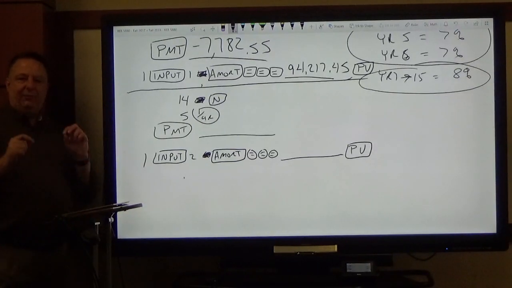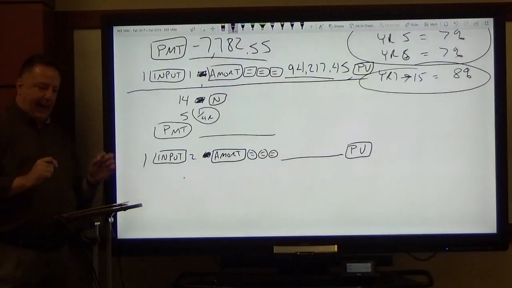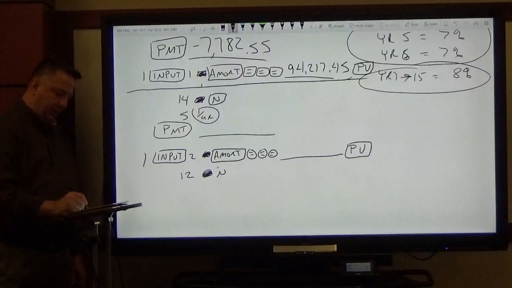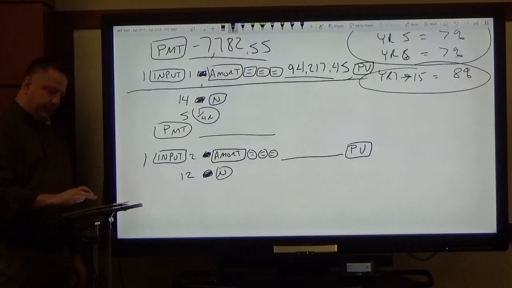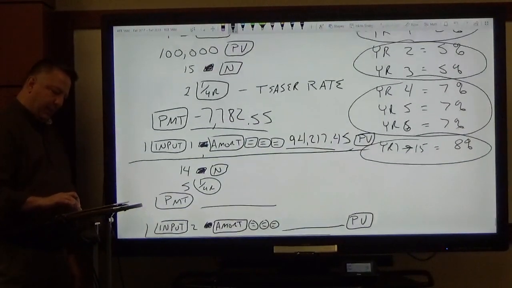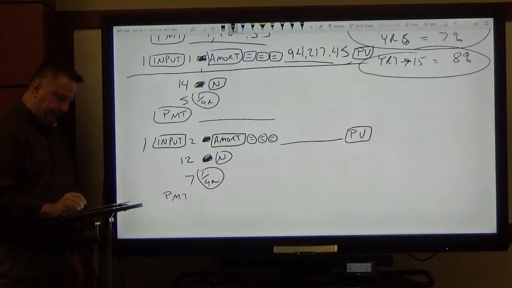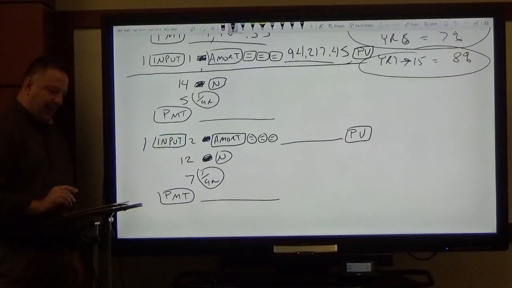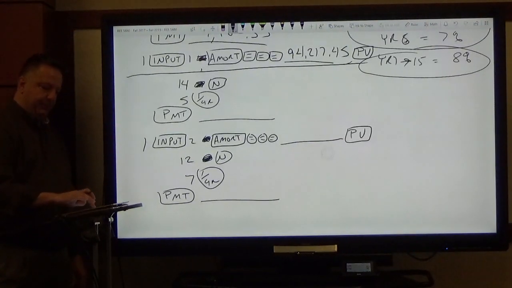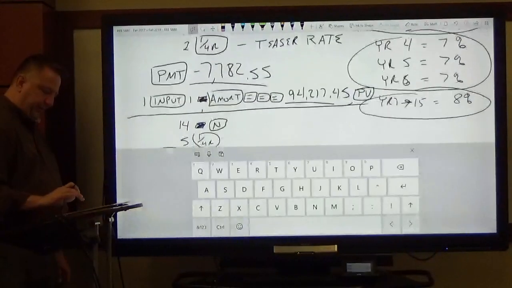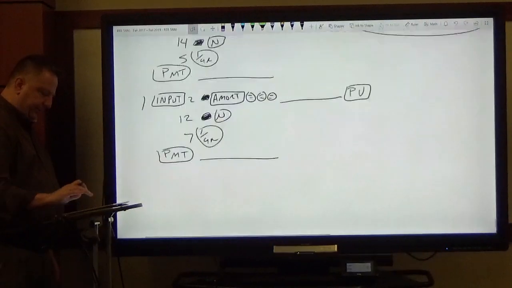After those 2 years, how many years do we have left? 12. What's our new interest rate? 7%. Solve for the payment. Okay, how many years does that interest rate last? 3. So 1, 2, 3. Yep.